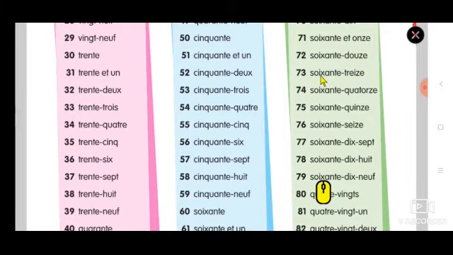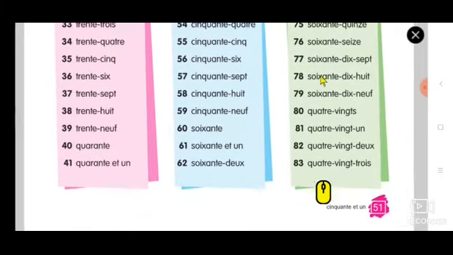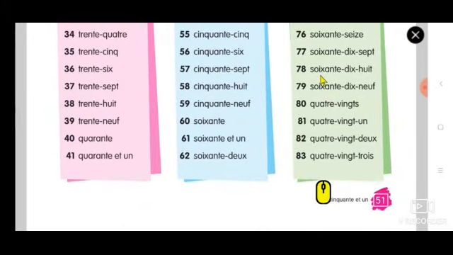Okay, so that's why I have divided from 1 to 50 for second midterm and 50 to 100 for half yearly. Okay, now we will proceed. Now we have learned till 79, that is 60 plus 19, that is 79. Okay, soixante-dix-neuf. Now 80, see 4 means 4.